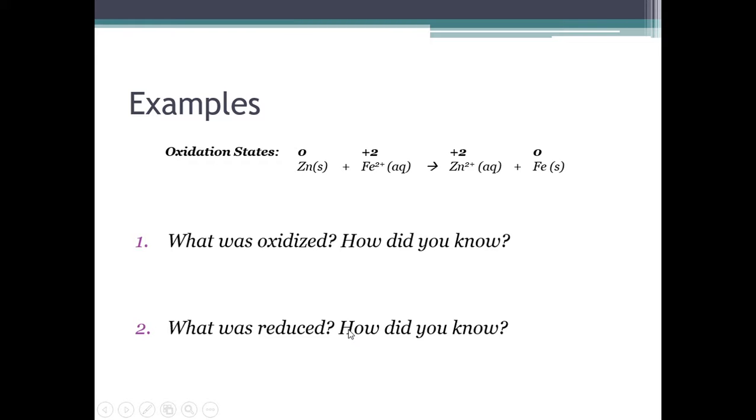So remember, OIL RIG. Oxidation is loss, losing electrons. Reduction is gain, gaining electrons. If you're losing electrons, remember that means you are getting more positive. And if you're gaining electrons, that means you are getting more negative. So let's take a look.